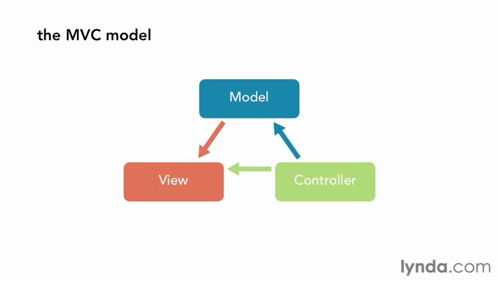Chapter 1 left us with a picture of three separate and distinct layers, the model, the view, and the controller, and mentioned that each of these layers has their own specific responsibilities. Let's take a look at what those responsibilities really are.